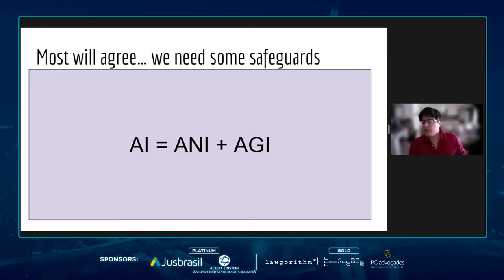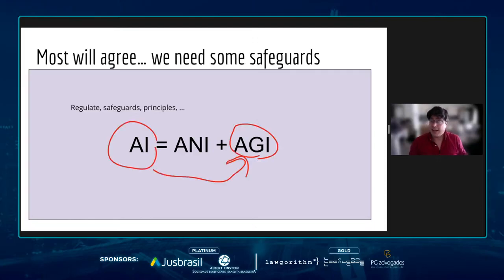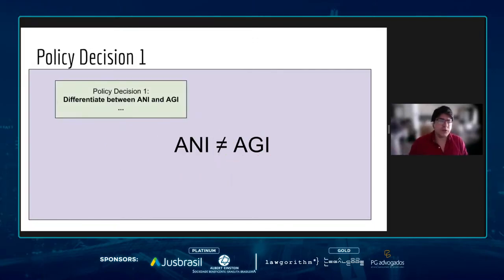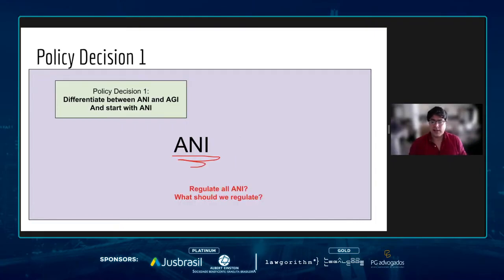So irrespective of whether we agree or disagree that AGI will ever exist, we took the stance that some safeguards are definitely needed for AI. And AGI is not upon us right now. So we will start by regulating and ensuring certain principles in ANI and leave AGI for the future. So the first policy decision that we made was to differentiate between ANI and AGI and start by focusing on ANI.